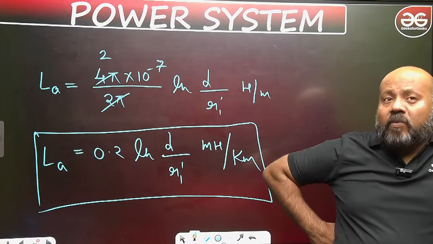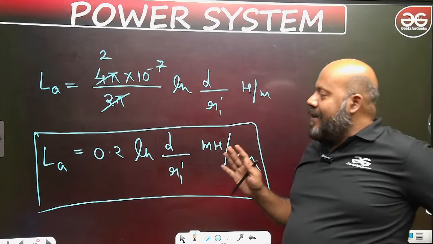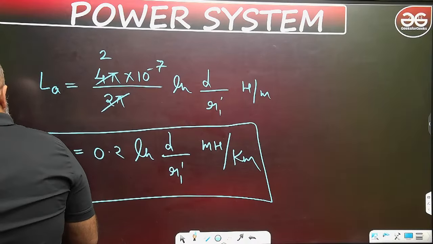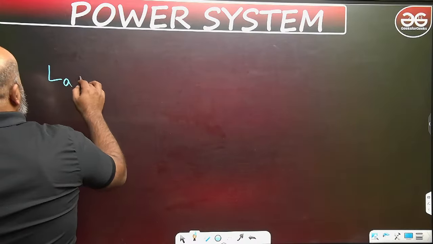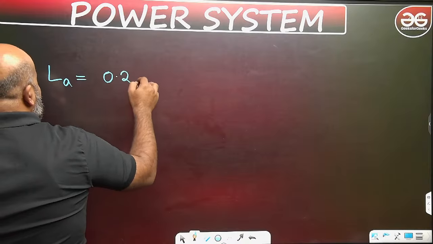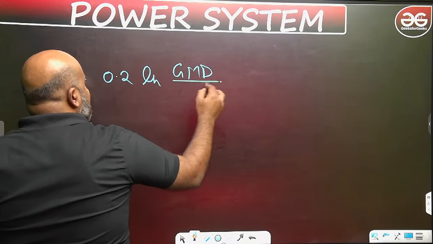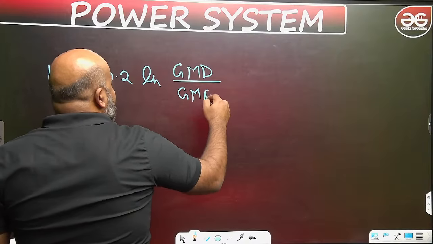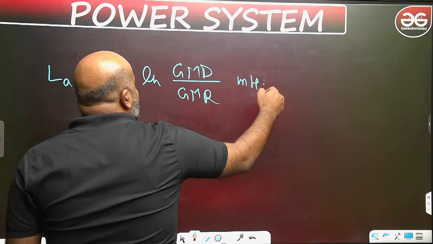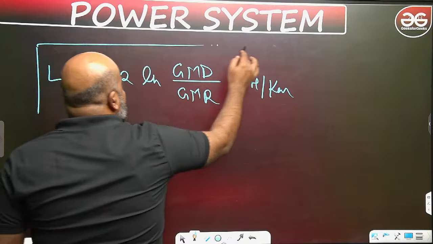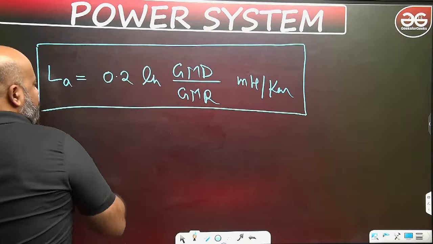Now this is one of the most general expressions for writing the inductance, if you are writing in terms of GMD and GMR. Then you can write 0.2 ln GMD upon GMR, and this is millihenry per kilometer. This is extremely important to remember the unit. Don't forget it.